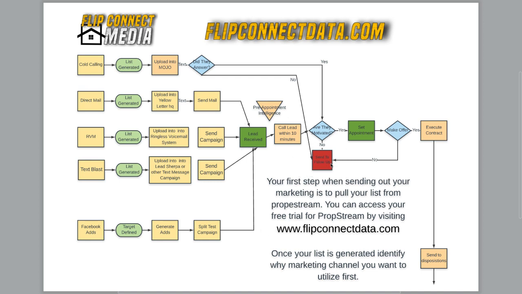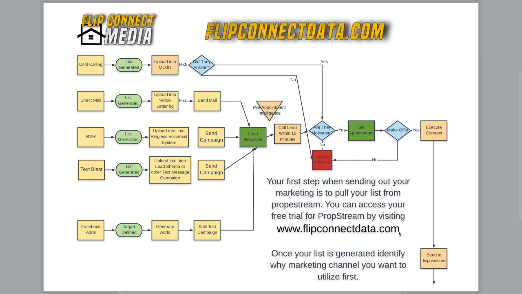So real simple, guys. It's nothing to overcomplicate, but this just helps to conceptualize and really see where you need to be from the point of generating your list, uploading it into your system, sending the campaign, and then talking with the seller and building great rapport so that you can negotiate price, right? First step is just pulling your list, identify who you're working with.